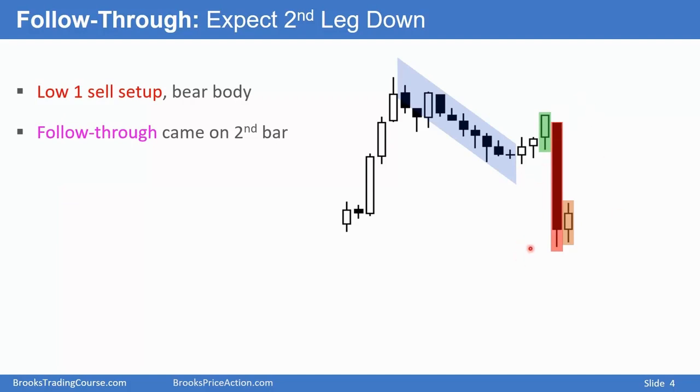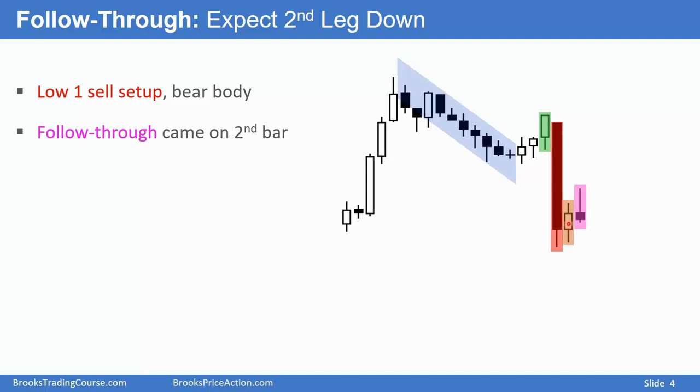We have a bear breakout and a pullback. So this is a low one sell signal bar. It did not get triggered. We have another pullback bar. And the follow through from this bear breakout came 2 bars later, not on the next bar.